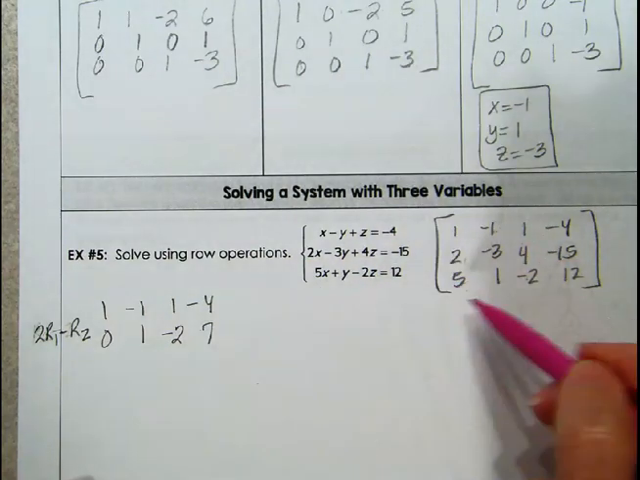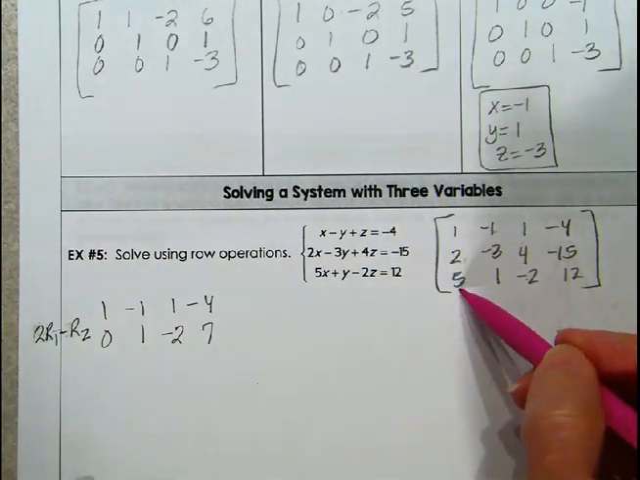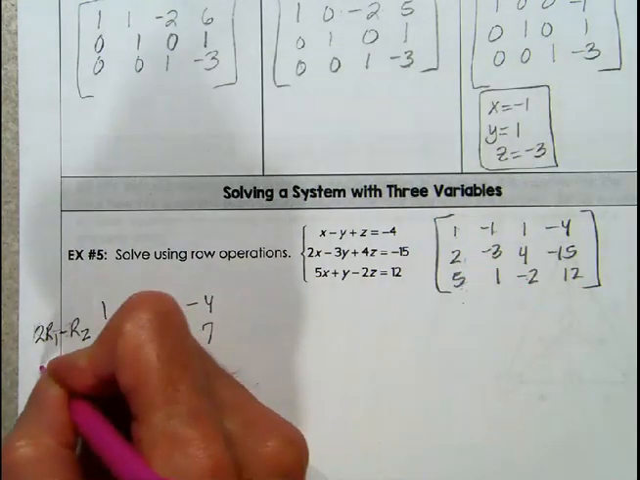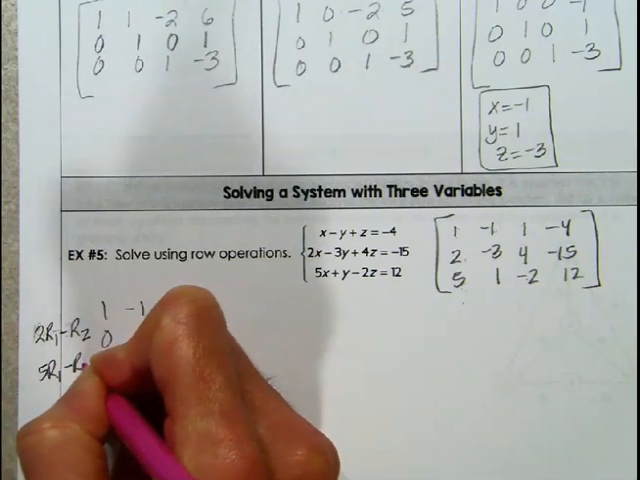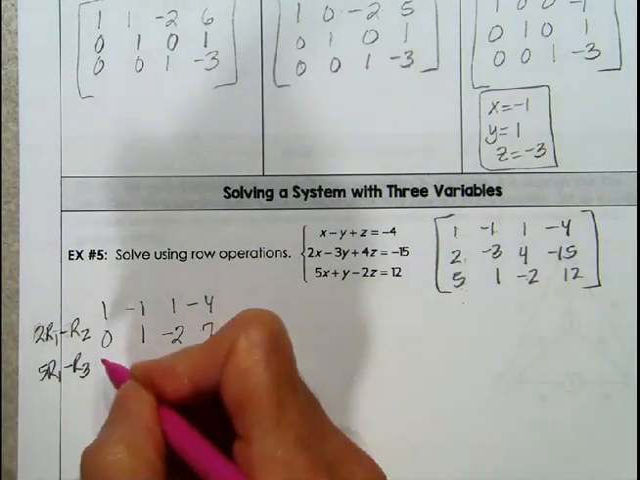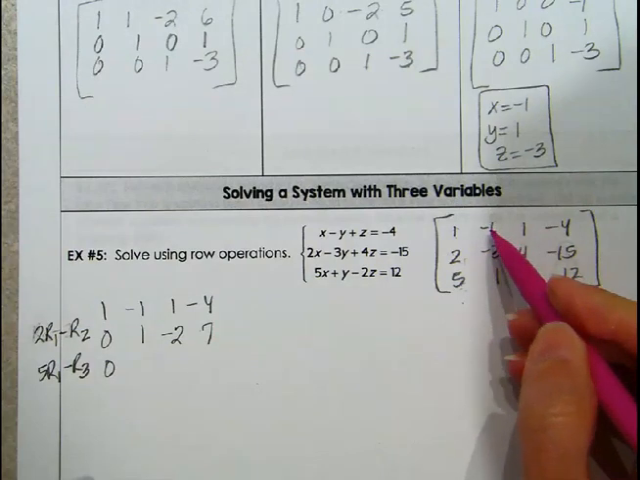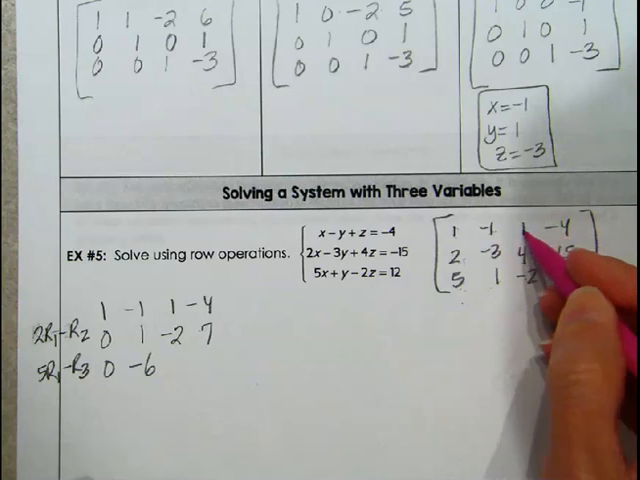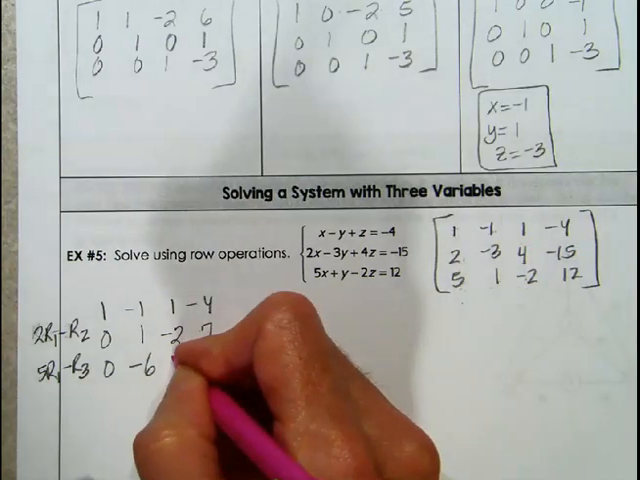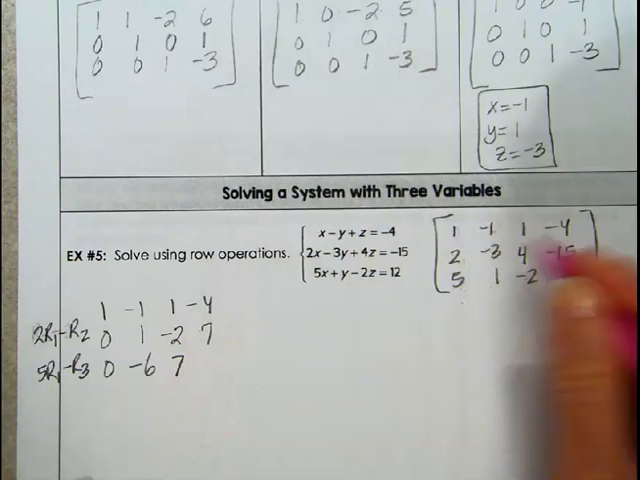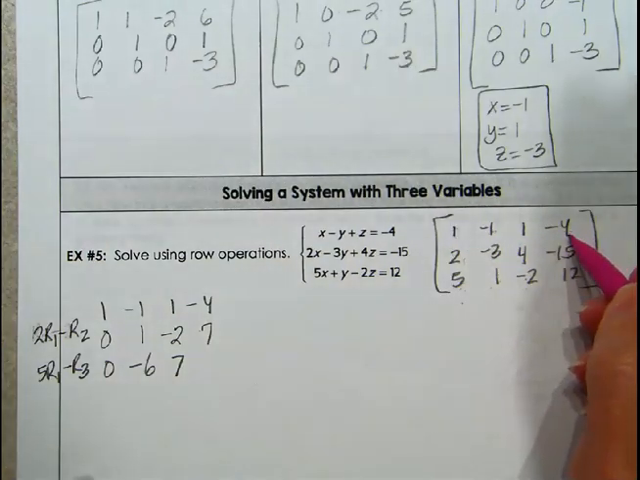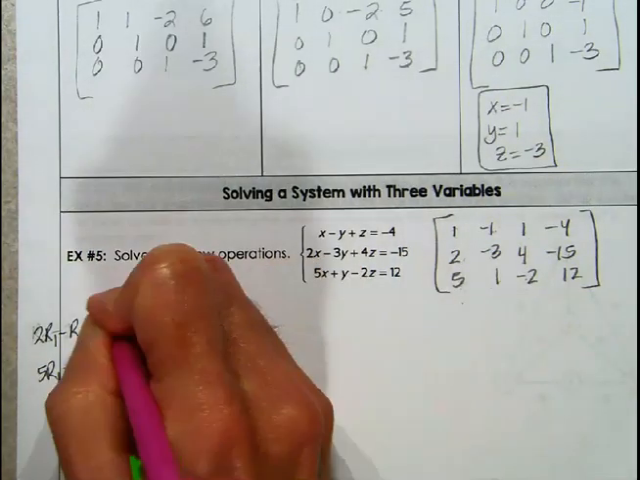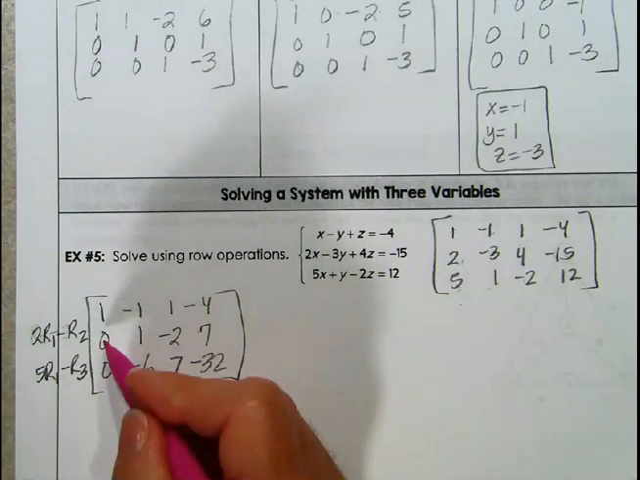Okay, so then the next one we have, how am I going to get it? I'm going to have to say 5 times this one minus this one. So 5 row 1 minus row 3. That's what I'm going to do on that one. So this would give me 0. -5 minus 1 is -6. 5 minus -2, so that's +2, so it's 7. 5 times -4 is -20. Minus 12, this is minus 32. Wow, that's a big number. Okay, so now I got the zeros here.